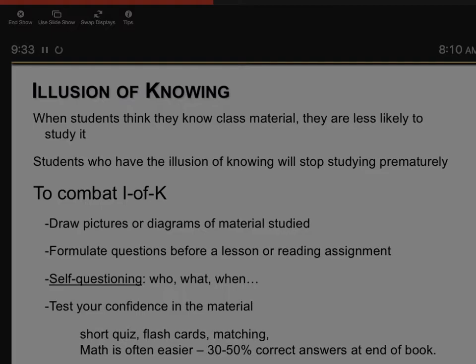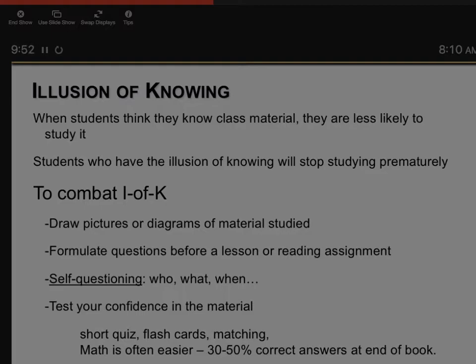So the illusion of knowing. This is a serious problem for people in math. It's especially a problem for a class like this where some of it was, for many of you, covered in high school. And in the beginning, it's like, oh, I know that. And then all of a sudden, something deep happens and you don't know it. But you think you do because you've got this, what's called the illusion of knowing.